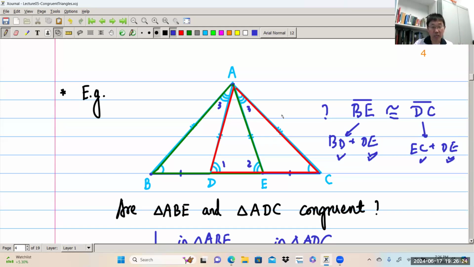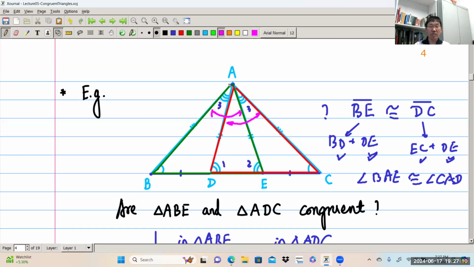Is angle BAE congruent to angle CAD? BAE is the third angle in the green triangle, and CAD is the third angle in the red triangle. Do you think this last pair of angles are congruent? Yes or no? Do you think this angle is congruent to this angle? You see that? Yes or no? Yes, why?